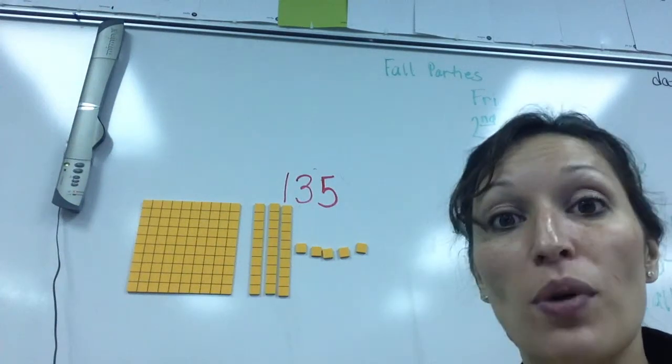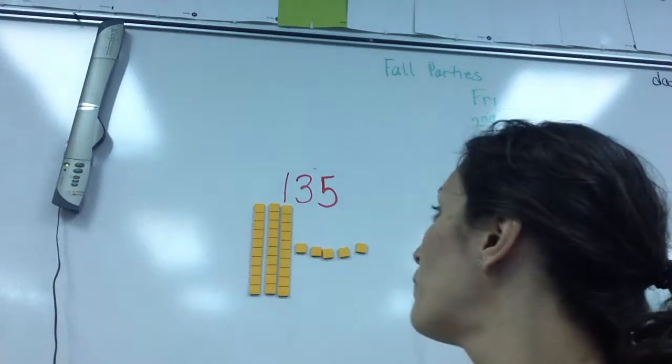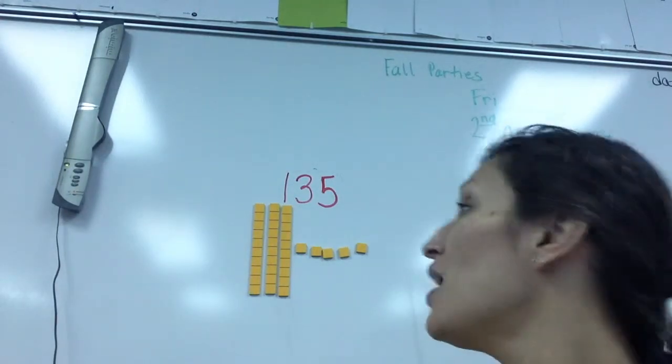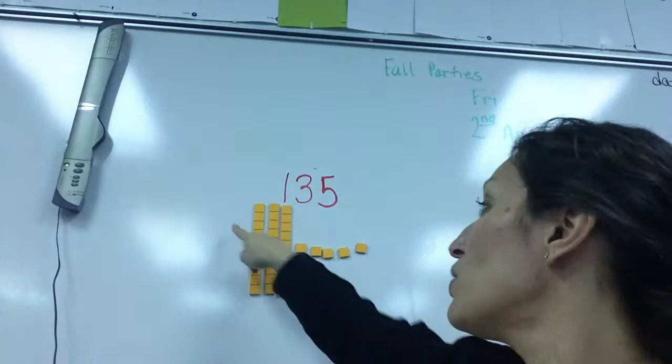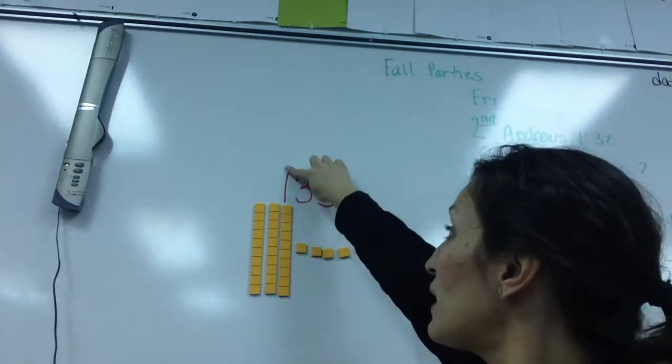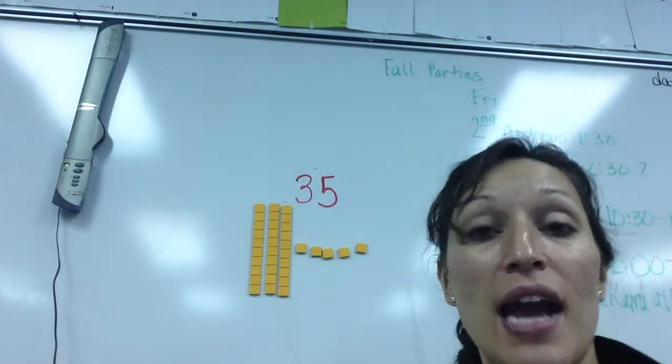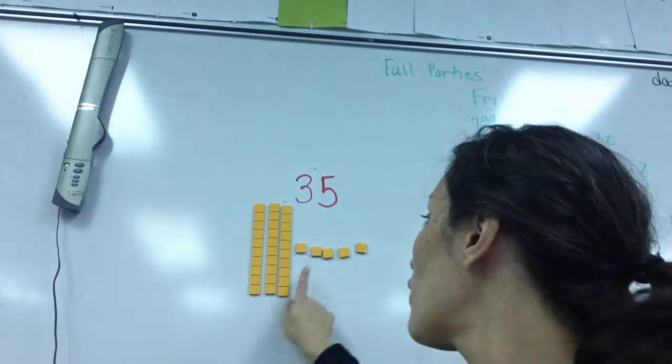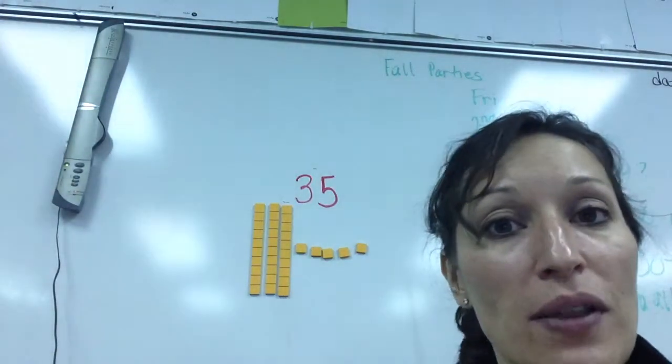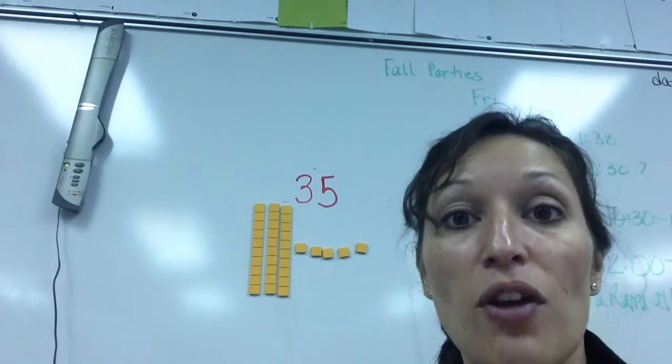We need to be able to understand how to compare numbers as well. So if I have this number on the board, if I take off my 100, I need to change my number. I don't have that 100 anymore, so I need to take that off. Now my number matches my picture, 35. If I put up another number, let's see if we can compare their value.